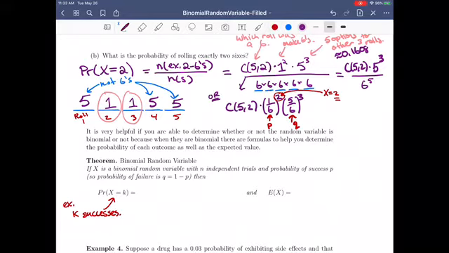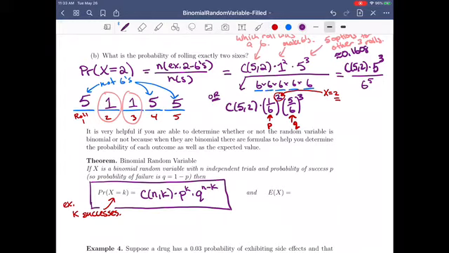What we can do is n choose k times p to the k times q to the n minus k. Okay, I'm going to try to explain each of these. So, n choose k is select k of the n trials to be successes.